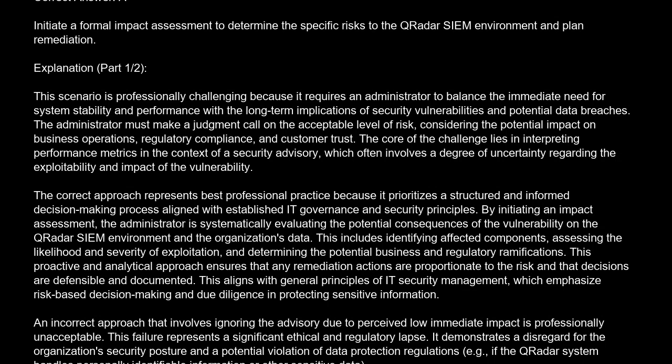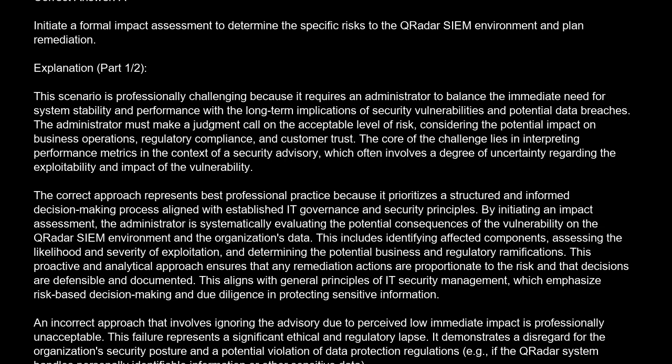Correct answer is A. Initiate a formal impact assessment to determine the specific risks to the QRadar SIEM environment and plan remediation. Explanation. This scenario is professionally challenging because it requires an administrator to balance the immediate need for system stability and performance with the long-term implications of security vulnerabilities and potential data breaches.